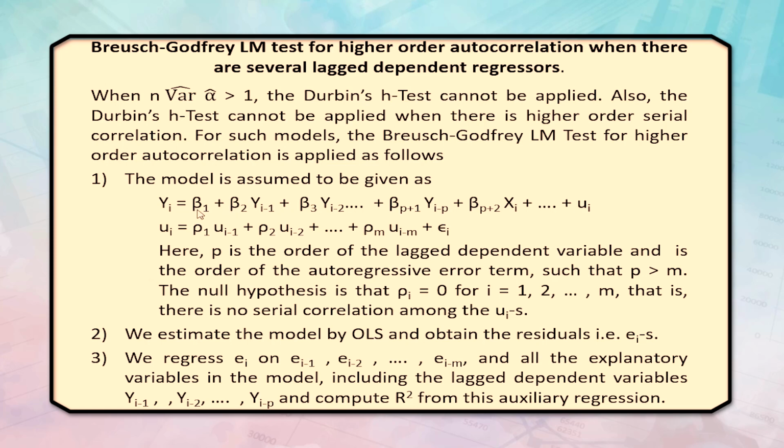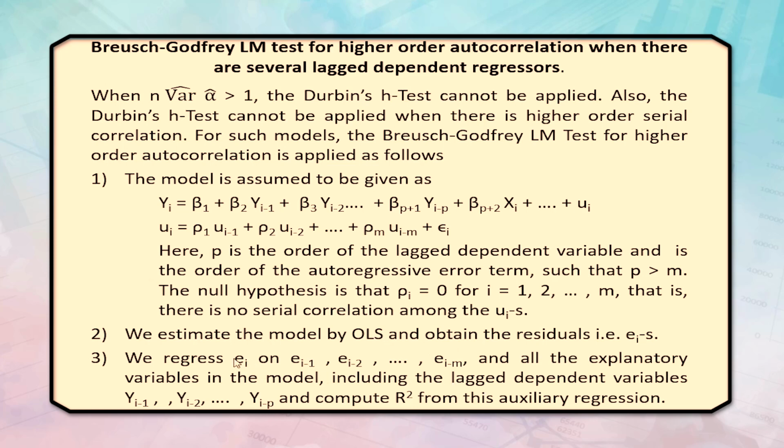Now, the mother model contains yi, which is regressed on p lags and on x values. From the equation in step 1, the mother equation, that gives us the ei's. As earlier, since ui depends on ui minus 1 through ui minus m, we regress ei on ei minus 1 through ei minus m, and all the explanatory variables in the model, that is yi minus 1 through yi minus p, plus all the x variables and an intercept. So, this is the auxiliary regression.